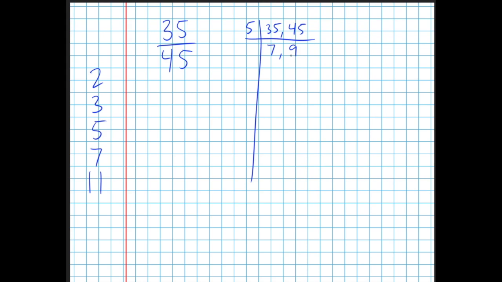If you said no, perfect answer, because none of these prime numbers are divisible with both 7 and 9. So therefore, we have found the simplest form of 35/45 as 7/9. I think we have time for one more.